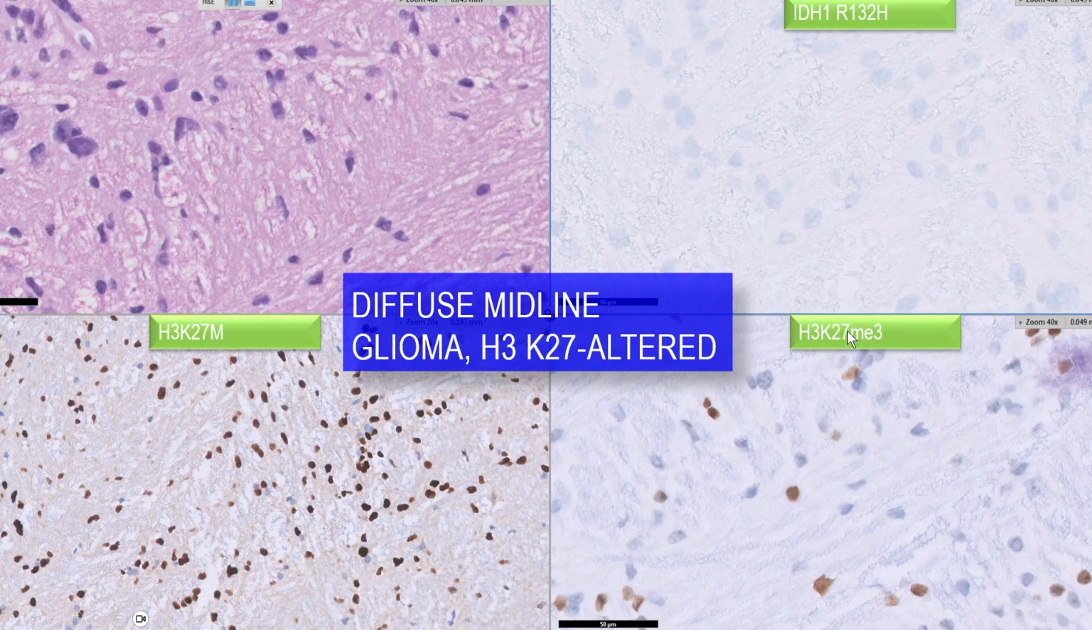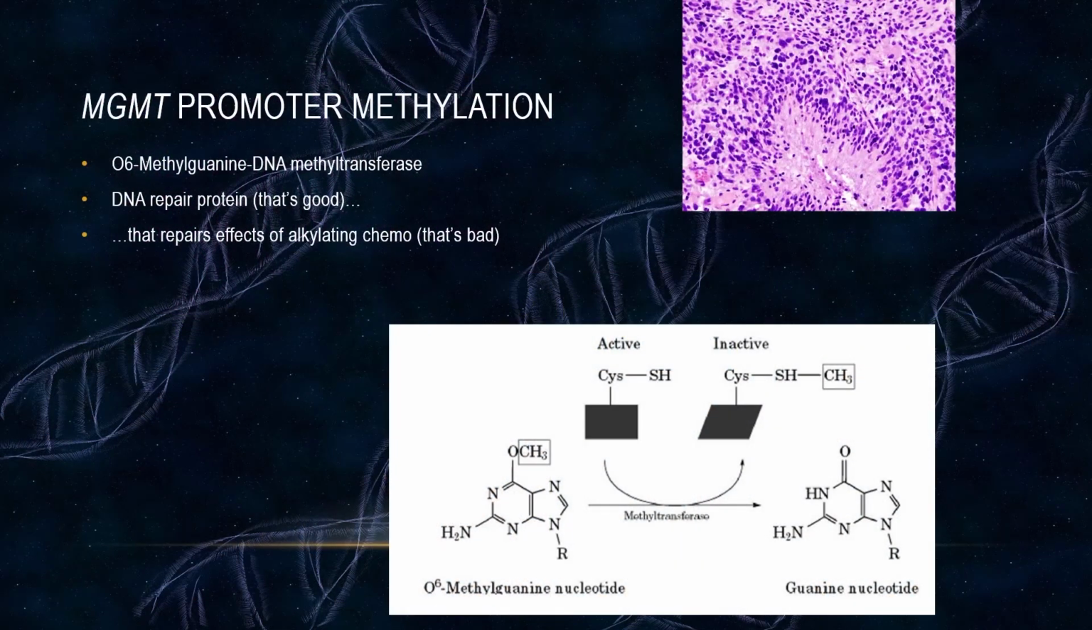And then here, the side effect of this mutation is you have loss of this trimethylation. So here we're actually looking for loss of staining. So these positive ones, staining ones, would be the normal cells. And then these would be the tumor cells that have the loss. So we'd say there's loss of H3K27Me3 staining. Alright, so hopefully we're good at this point.